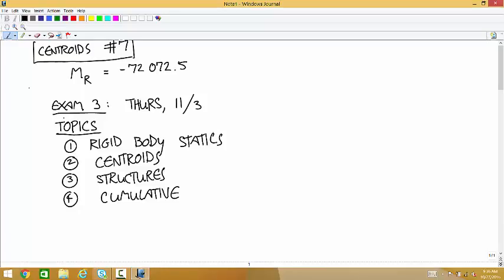Anybody have any questions about the test? For the centroids ones, would we be given all those formulas? Yes. I'll give you a printout of the sheet that's on D2L. Will we have the same thing for joints that we had in the last exam? Yeah, I'll print that out too. Okay.